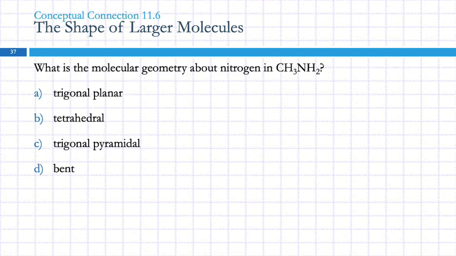Okay, what's the molecular geometry around nitrogen in this compound? Again, you have to have the Lewis structure. Well, if you do the Lewis structure, that's what you get. 4 groups, tetrahedral. 1 is invisible. So a pyramid? Trigonal pyramid.